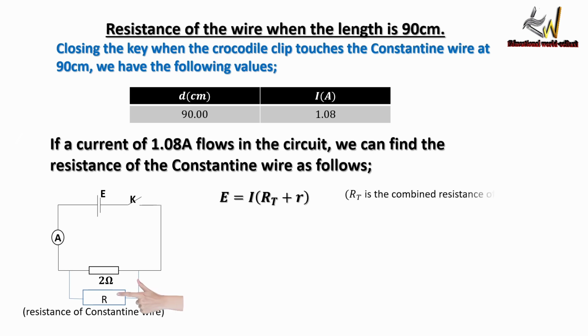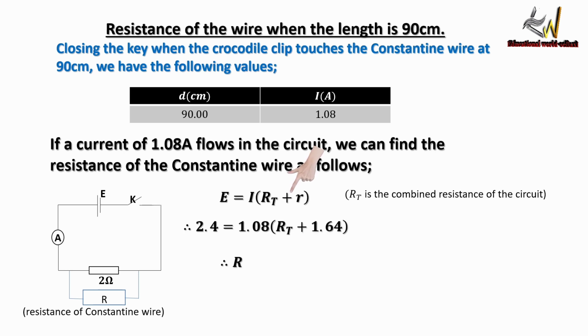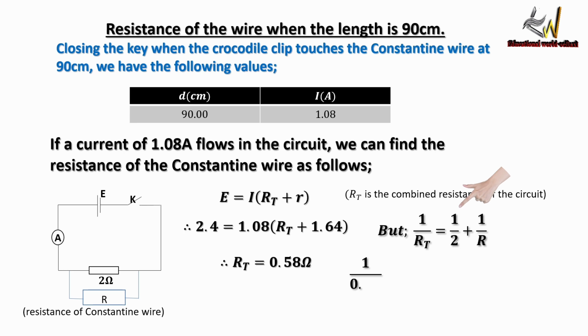The R there is the resistance of the Constantan wire in parallel with the 2 ohm resistor. We use the formula E = I(R_T + r), where R_T is the combined resistance of the circuit. Substituting where necessary, the combined resistance is 0.58 ohms. But we know that 1/R_T = 1/2 + 1/R, where R is the resistance of the Constantan wire.